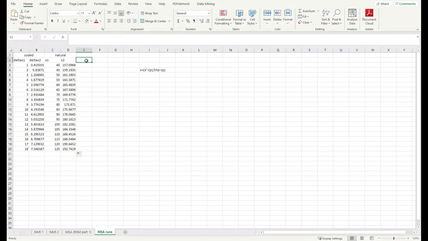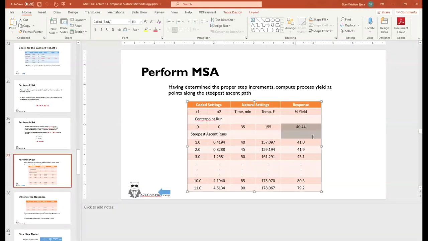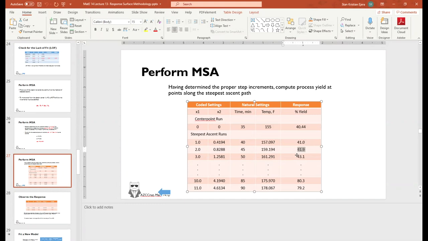Then here, this y value is not from a formula, so we cannot get it through a formula. You get the response by doing actual experiments. Again, in the slides, what we see here, 40.44, 41, 41.9, 43.1, were not taken using a formula. They were taken experimentally. So you get experimental values here, and I'll put the experimental values in this column.